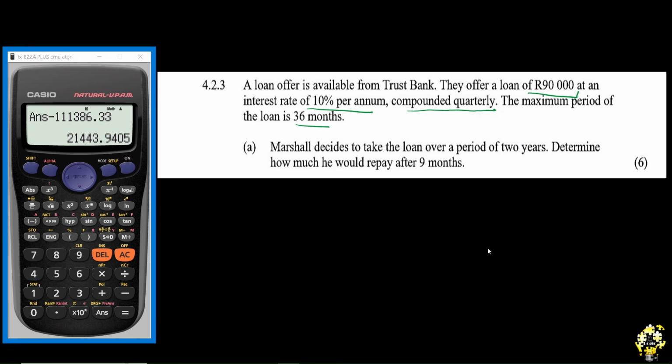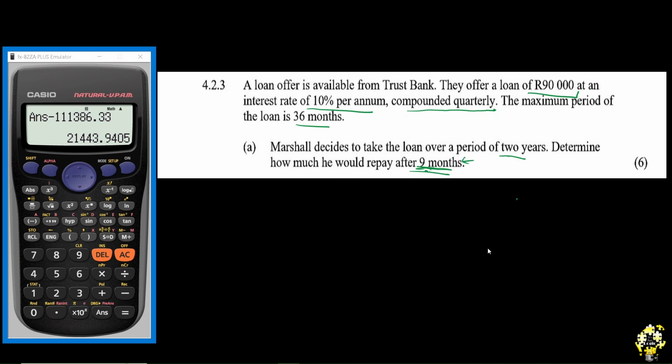The maximum period is 36 months. You cannot go above that, but you are allowed to go below that. Marshall decides to take the loan over a period of 2 years. Determine how much he would repay after 9 months. So Marshall took it for 2 years, but we must determine how much he will repay after 9 months. Okay. So our period, actually, is this 9 months.